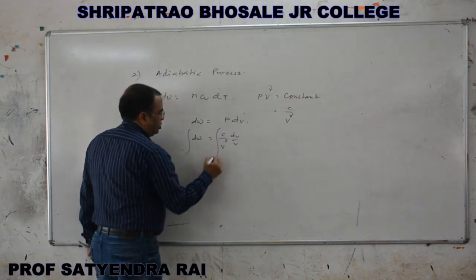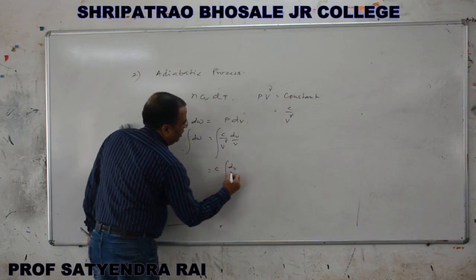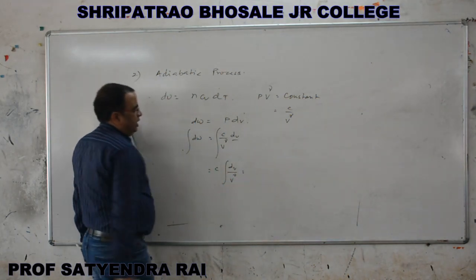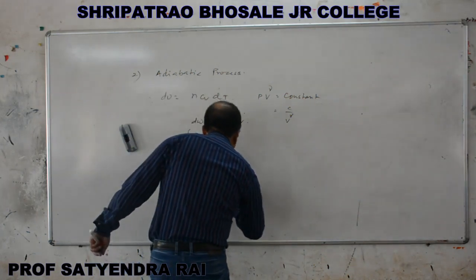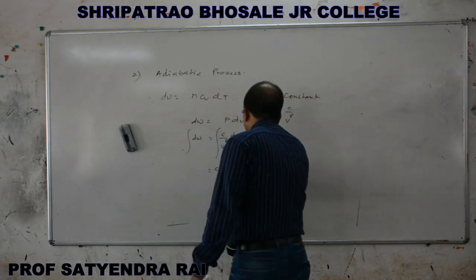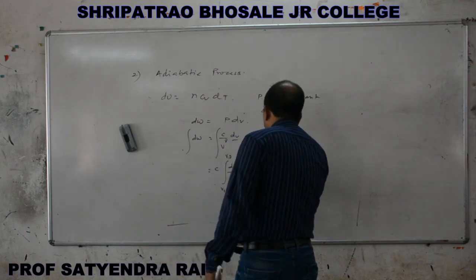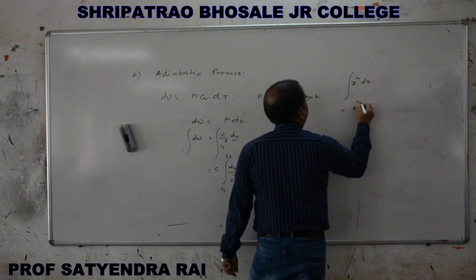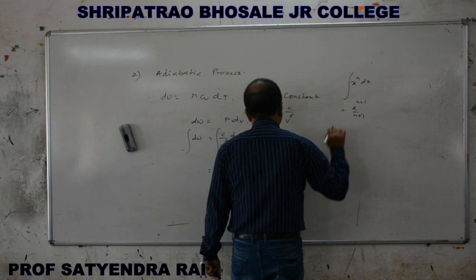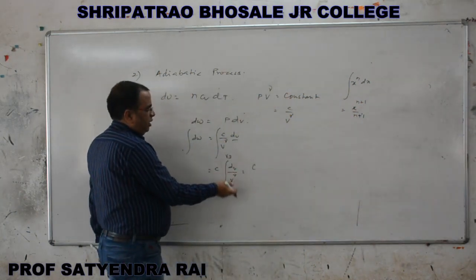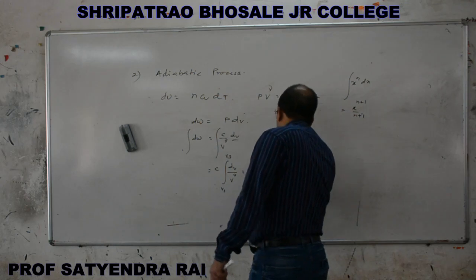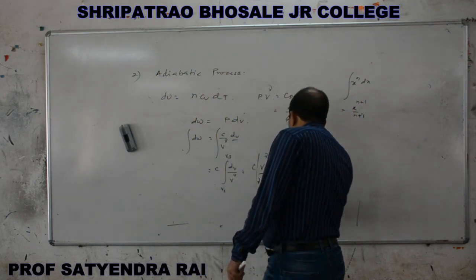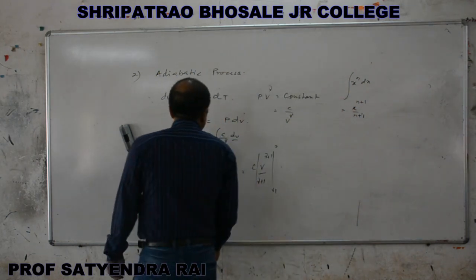On integration of both sides, what do you get? C times the integral of dV upon V to the power gamma. Say initial volume is V1, final volume is V2. You know well the formula: integration of x to the power n dx is equal to x to the power n plus 1 upon n plus 1, plus a constant. So here it will be C into V to the power gamma plus 1 upon gamma plus 1, within the limits V1 to V2.